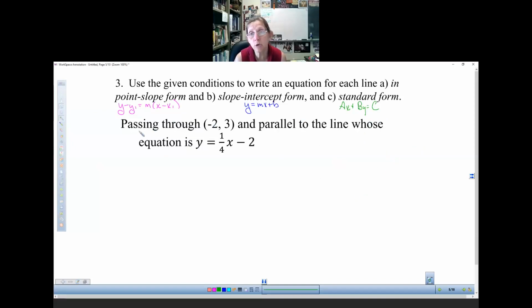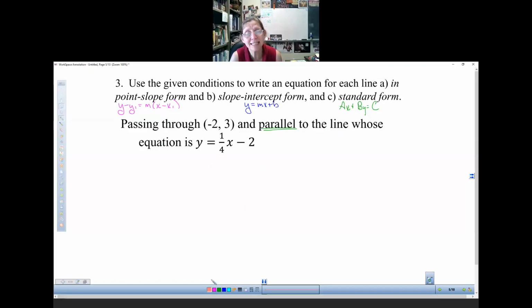Anytime we want to write the equation of a line, we need two things. We need a point and we need a slope. The problem is here, we're given a point, but we're not outright given the slope. The slope is given to us, but it's kind of hidden. We are told that the line passes through the point -2, 3. There's my point. And the line is parallel to the line whose equation is given to us here.